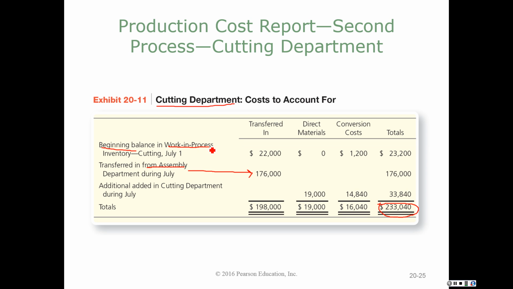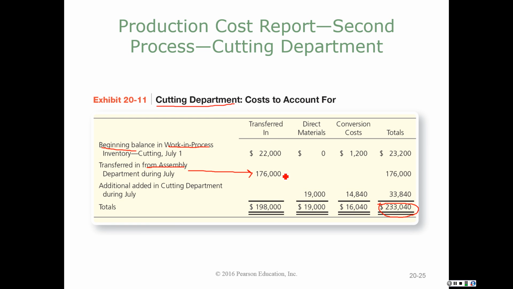Okay, so we can account for our $233,040 by the costs that were transferred in, and your book tells you transferred in costs are always considered 100% complete. We are not going to add any more cost to transferred in to this category. We're going to add some materials and we're going to add some conversion costs, but we will not add any more transferred in cost after the beginning of the period.